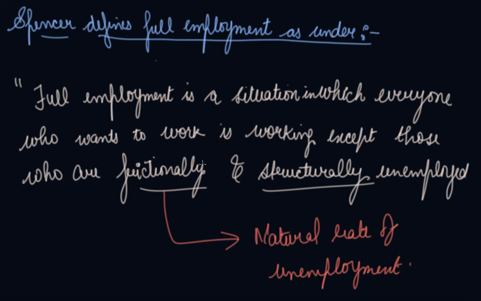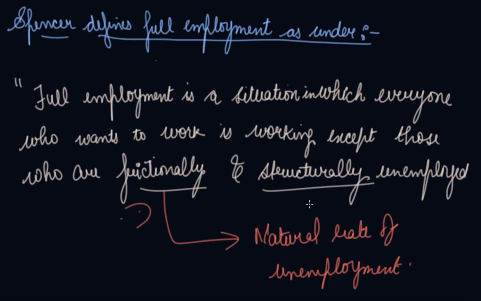Frictional unemployment means if you have left your job and you are in search of another job, and you might get one in the next 1 to 2 months, but in those 1 to 2 months you are unemployed. So this is frictional unemployment.